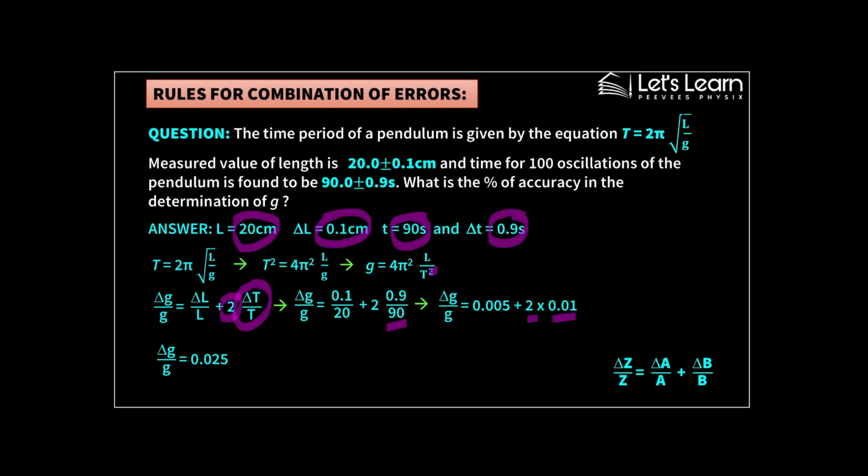Are they looking for the fractional error? No, they are looking for the percentage error. How do you get the percentage error? Times 100. That's it. 2.5 percent.